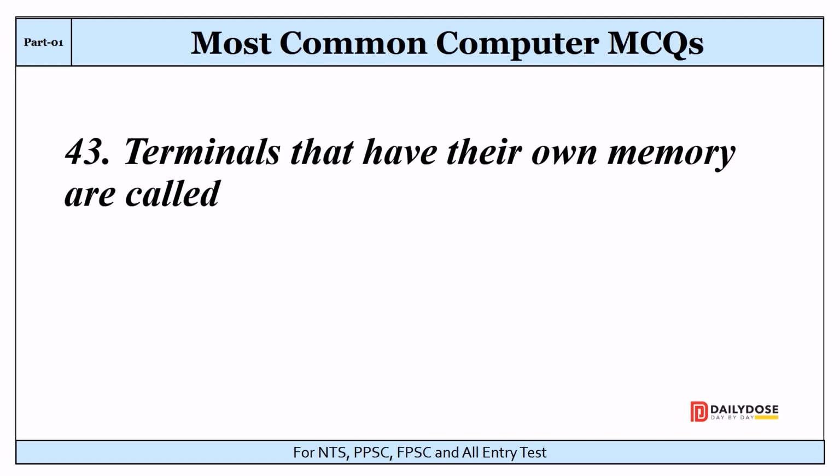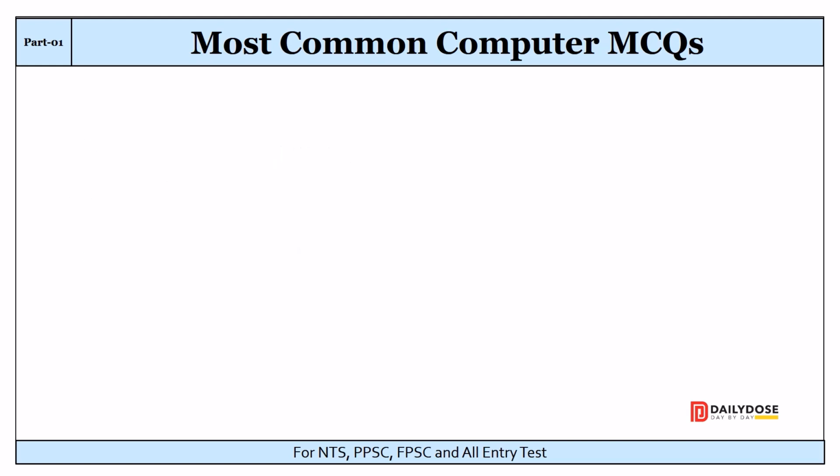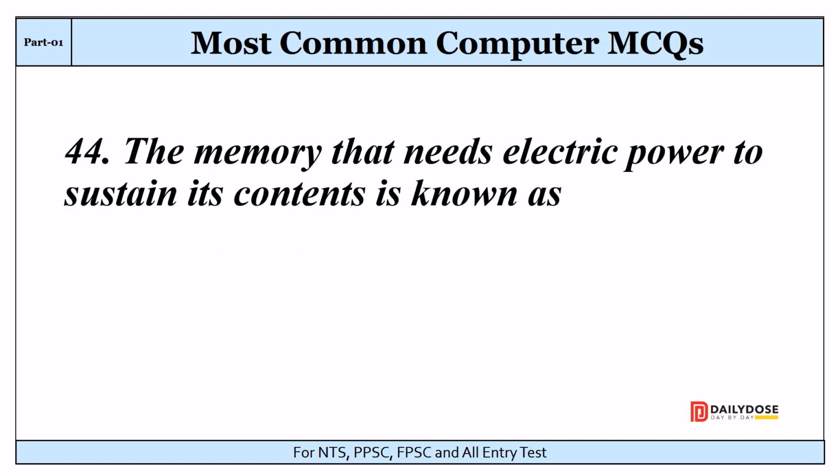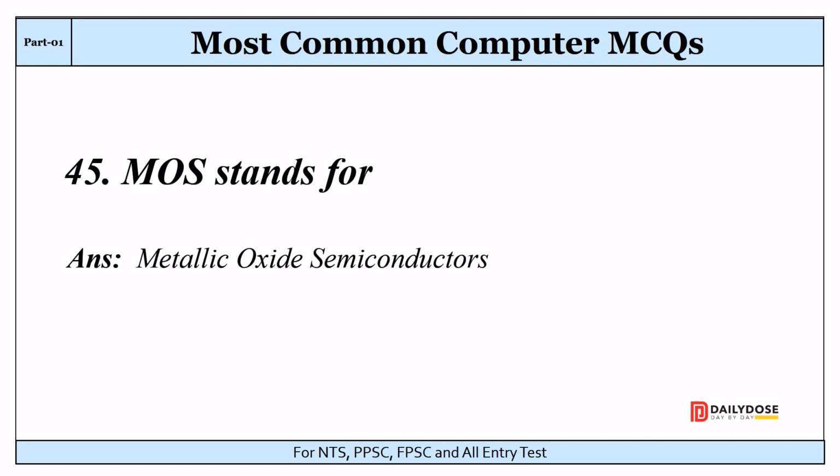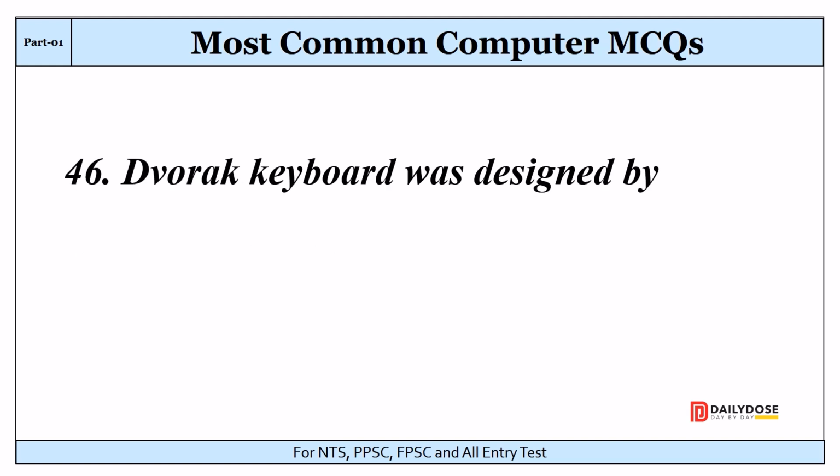Terminals that have their own memory are called smart terminals. The memory that needs electronic power to sustain its contents is known as volatile memory. MOS stands for metal oxide semiconductors.